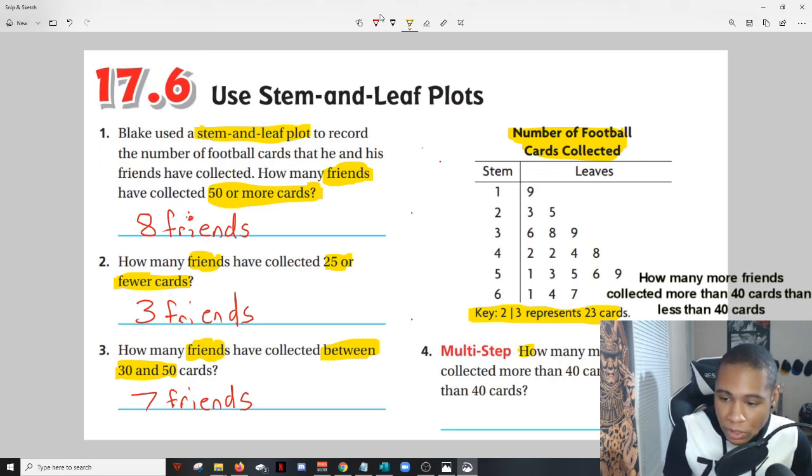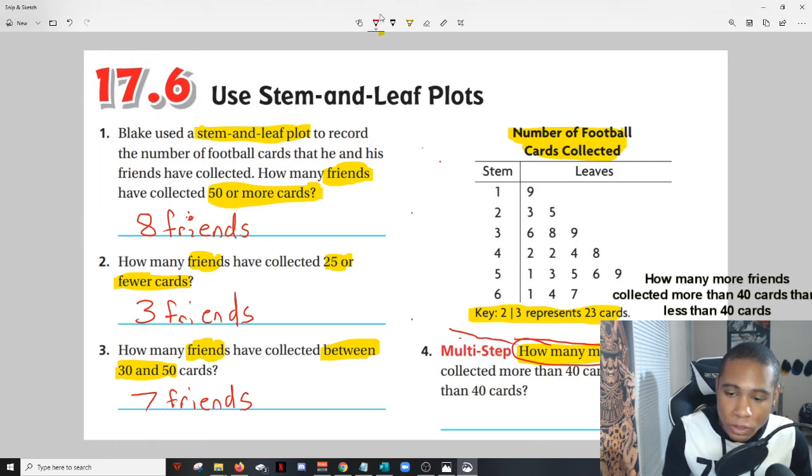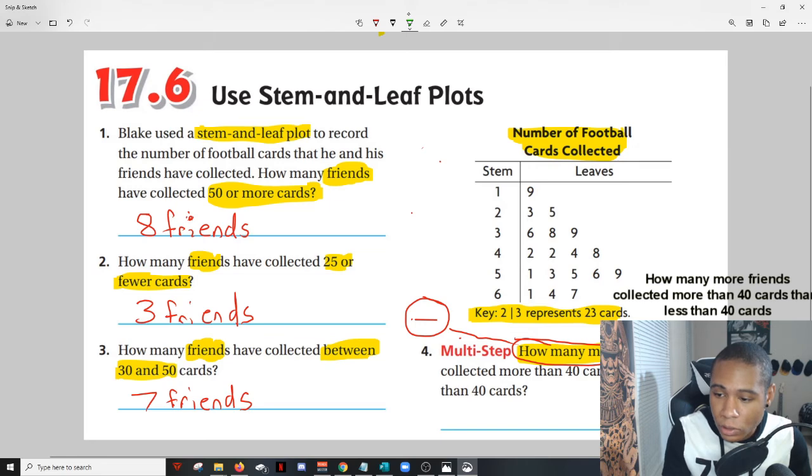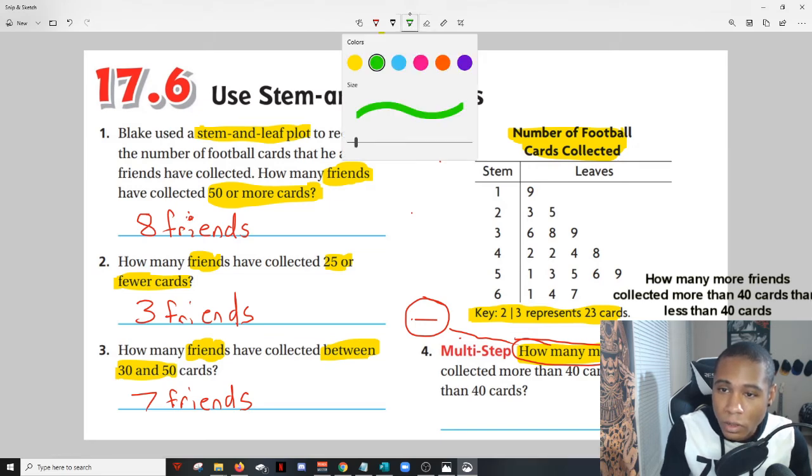It starts off by saying, how many more friends? I know if I'm dealing with the phrase how many more, I'm about to make a comparison to find how two numbers or things are different. I'm going to find how they are different to get their difference, which means I am going to be subtracting.